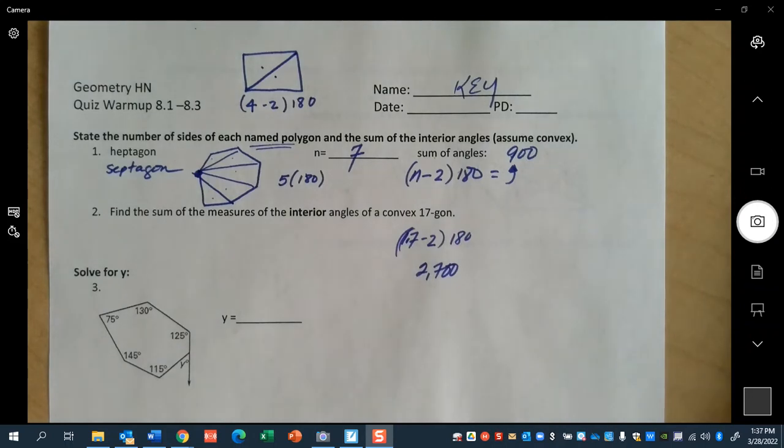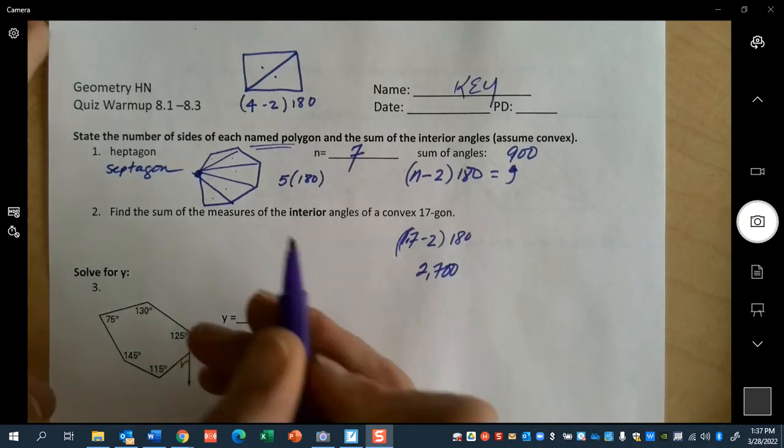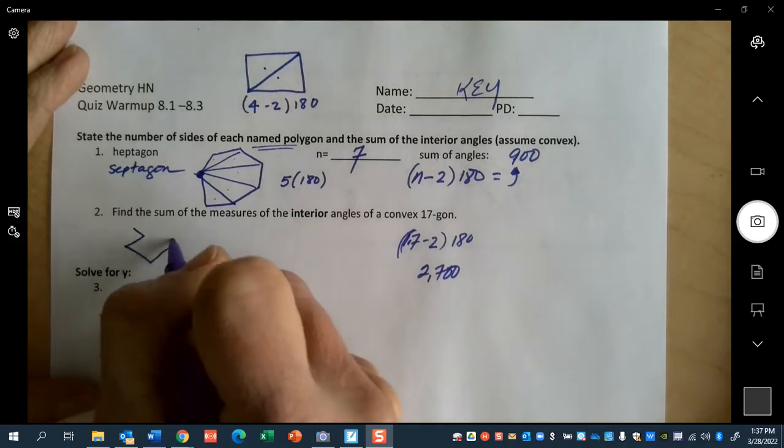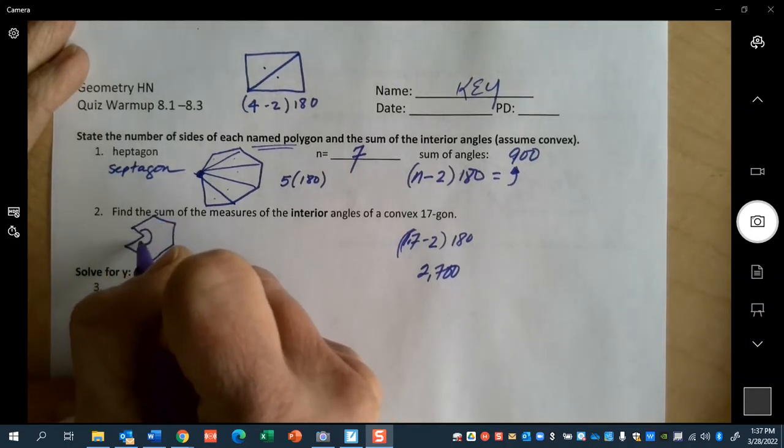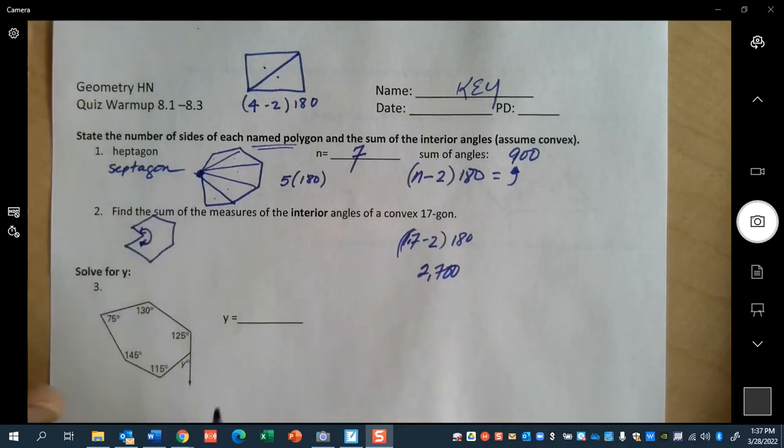What's on your mind? How would it change if it was a concave 17-gon? If it's a concave shape, it ends up giving us what we call a reflex angle, and this reflex angle is greater than 180 degrees. So it voids out the formula, so it doesn't allow us to use that. Anytime we're using these formulas, we need to make sure that we're talking about convex, because as soon as this is concave, this reflex angle is greater than 180 degrees, and it monkeys up the formula. It's a good question. Everybody good?